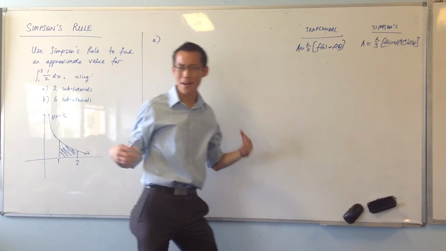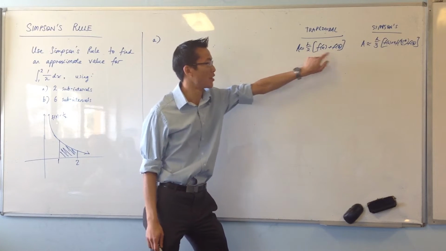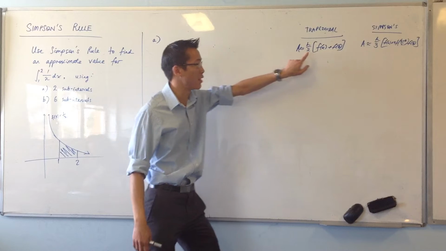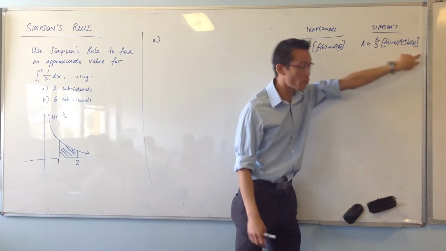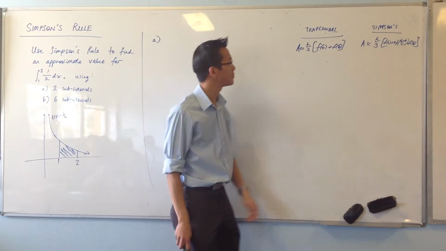A more mathematical way of remembering is, look, I've got 2 values here, 1, 2, because that's what a trapezium has, so it's a 2. And I've got 1, 2, 3 values here, so that's a 3. Whatever works for you, okay?